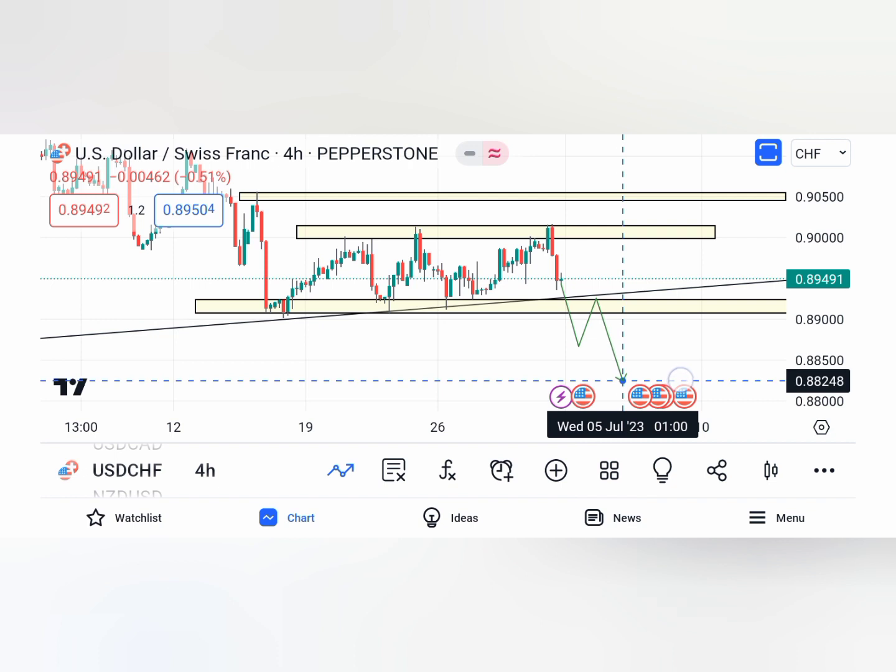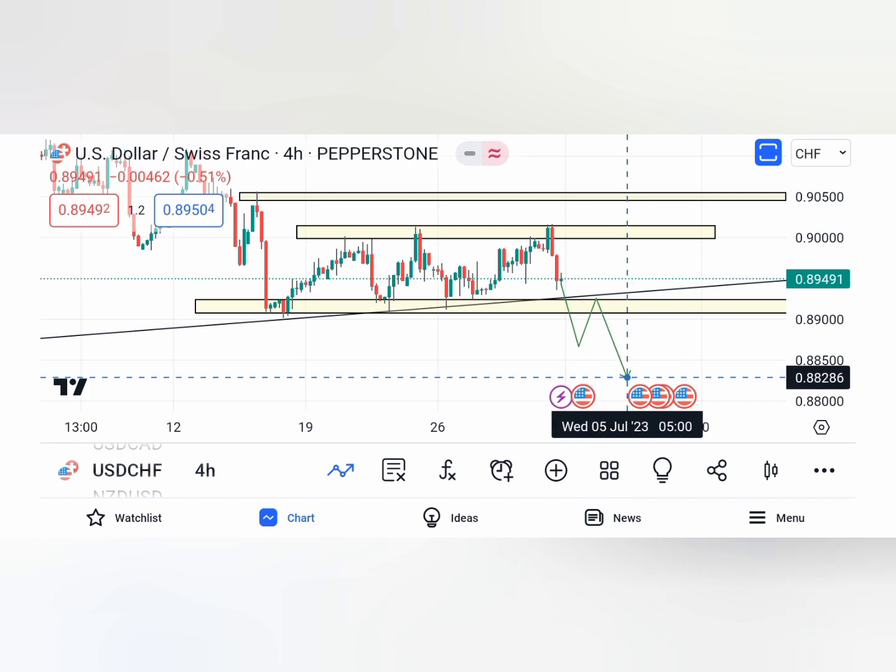But from the look of things, DXY looks bullish. So once DXY is bullish, then it means that all USD XXX pairs will also be bullish, and all XXX USD pairs will be bearish. So that's my analysis on USDCHF.